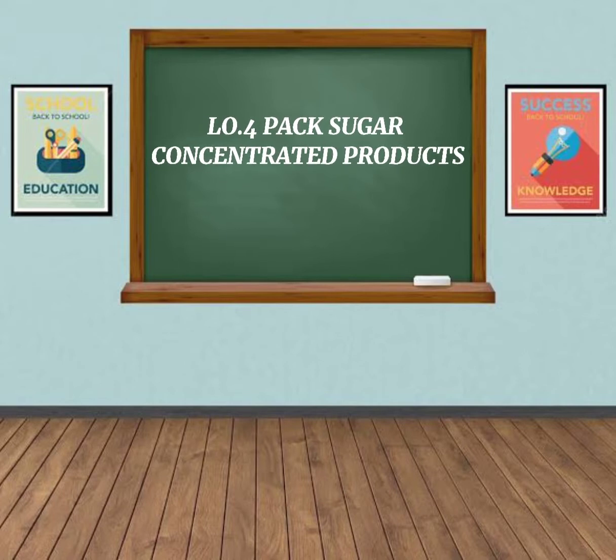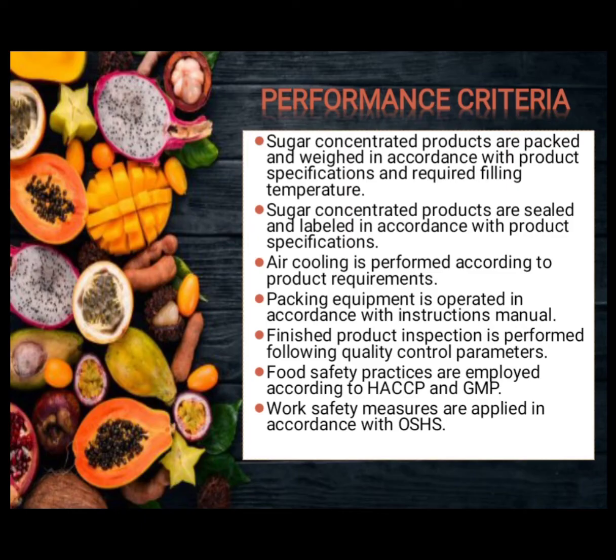Pack sugar concentrated products. The following are the performance criteria under learning outcome number 4. Sugar concentrated products are packed and weighed in accordance with product specifications and required filling temperature. Sugar concentrated products are sealed and labeled in accordance with product specifications. Air cooling is performed according to product requirements. Packing equipment is operated in accordance with the instructions manual.